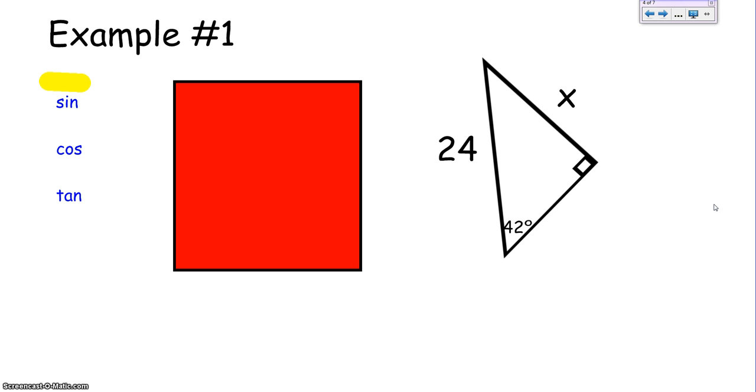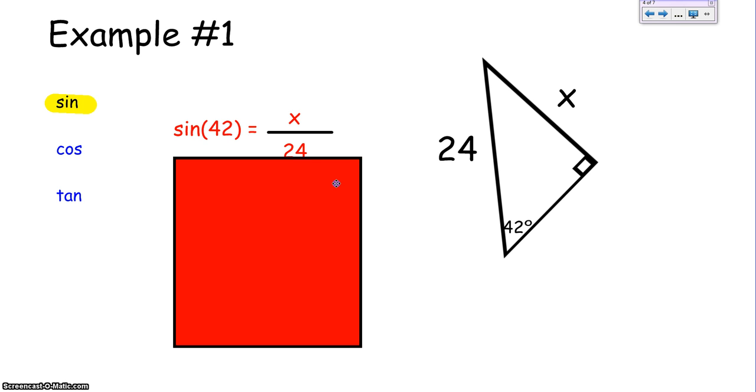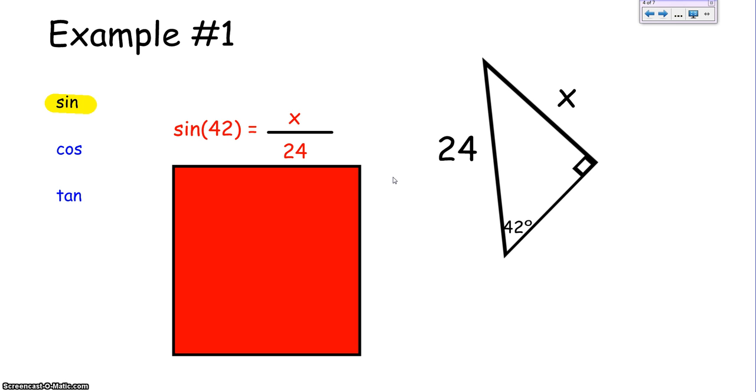So step 1 is to take a look at what we have. When I look at this picture here, it's pretty much identical to the first picture we saw. We have an angle, we have the side opposite, and we have the hypotenuse. So when I take a look at this, if I've got opposite, I've got hypotenuse, I'm talking about the sine. So when I set up my equation, I'm going to set it up just like with tangent, except I'm going to use sine instead of tangent. So the sine of 42 is equal to x over 24.